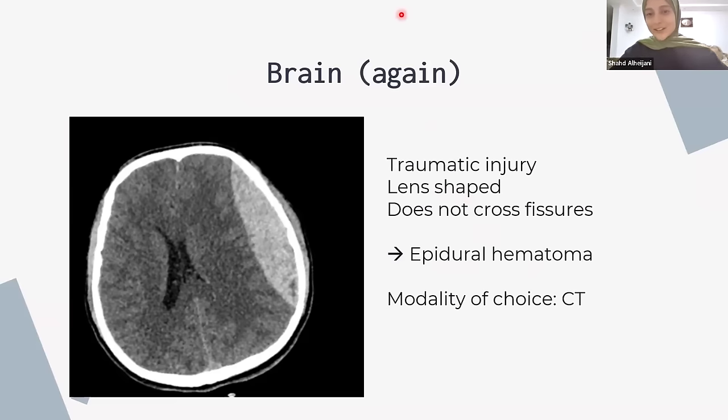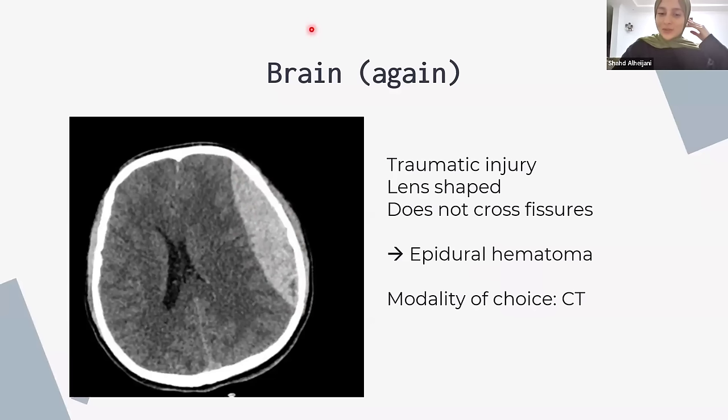You studied this, right? Okay, middle meningeal. So if the middle meningeal bursts, it will give you epidural hematoma. It will look lens-shaped or lemon-shaped, and it does not cross the fissures. The fissures of the skull will not be crossed in epidural hematoma.